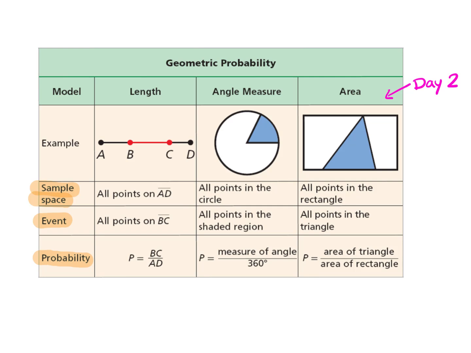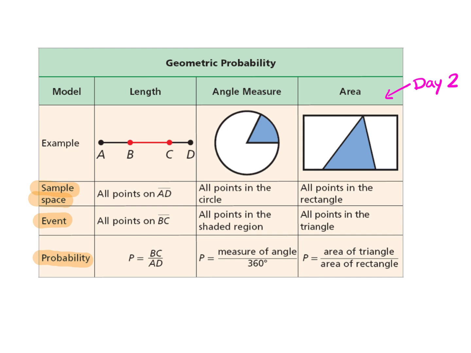In this video, we're going to go over lesson 9.6, day 2. If you haven't already completed lesson 9.6, day 1, you should do that first. In day 1, we looked at two models of geometric probability, one involving length and one involving angle measure. In day 2, which is this video, we will look at the area model.